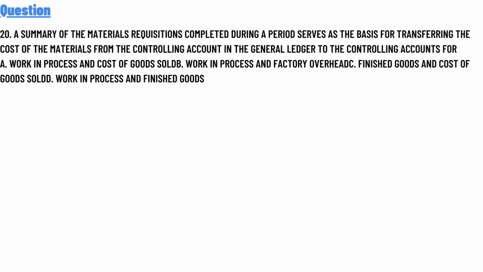So our today question is 20. A summary of the materials requisitions completed during a period serves as the basis of transferring the cost of materials from the controlling account in the general ledger to the controlling accounts for: option A, work in process and cost of goods sold; option B, work in process and factory overhead; option C, finished goods and cost of goods sold; option D, work in process and finished goods.